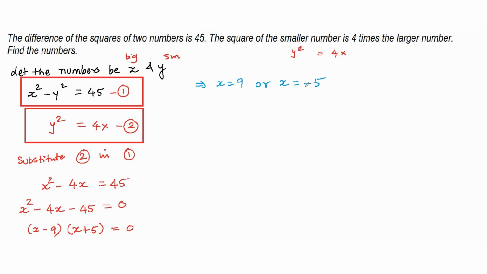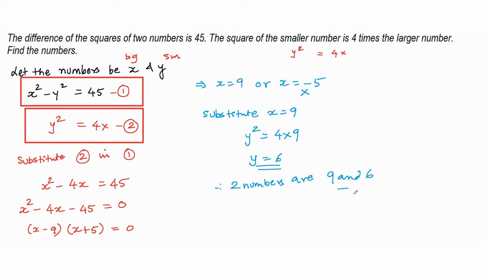Now we cannot take the negative number because we are assuming that both numbers are positive, and hence we assume that x equals 9. So substitute x as 9. We get y square equals 4x, that is 4 times 9, and y is therefore 6. So therefore the two numbers are 9 and 6, right?